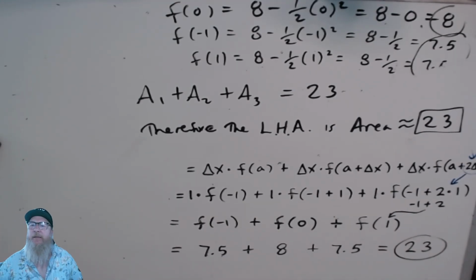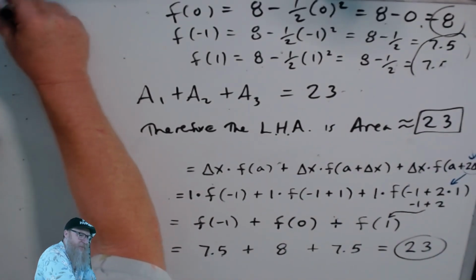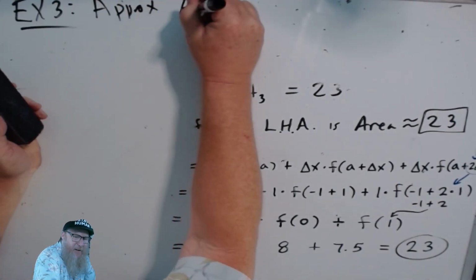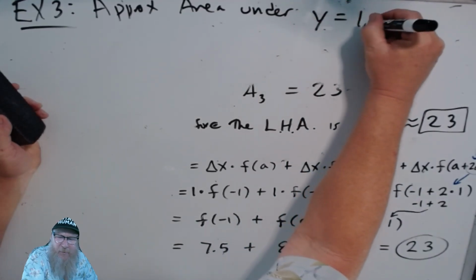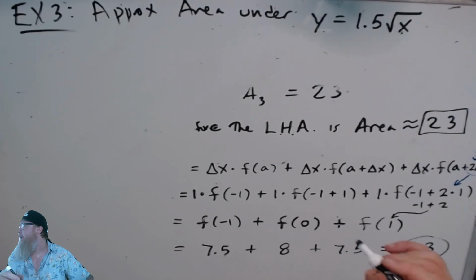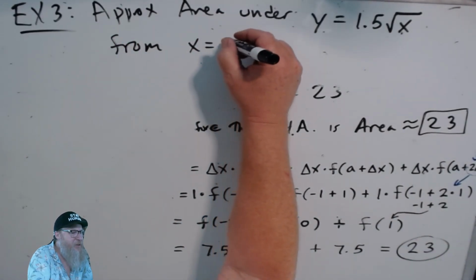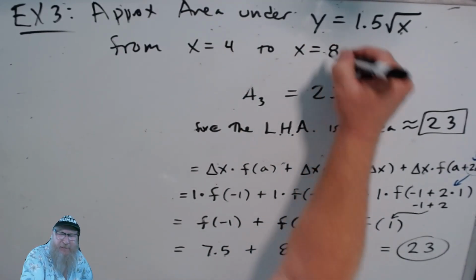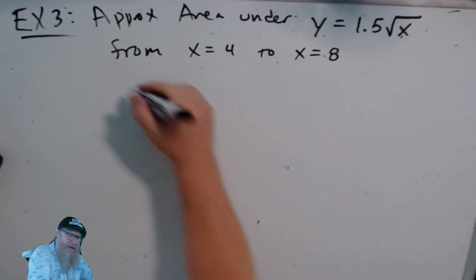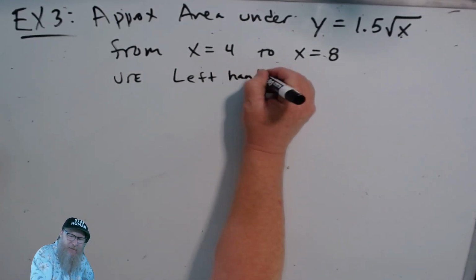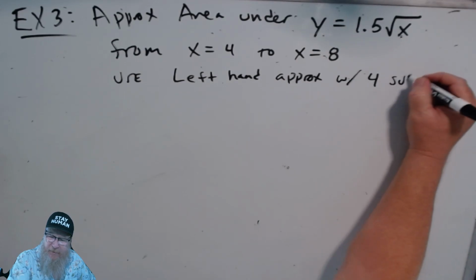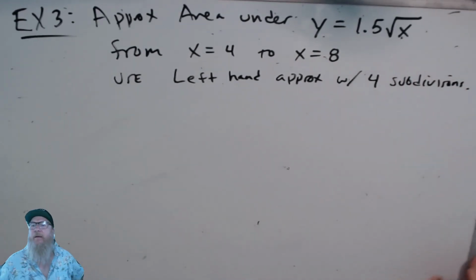Piece by piece. Well, let's do 4. So approximate the area under y equals 1.5 times the square root of x between, or from, different way to say it, x equals 4 to x equals 8. Again, let's use left-hand approximation with 4 subdivisions. That's width.